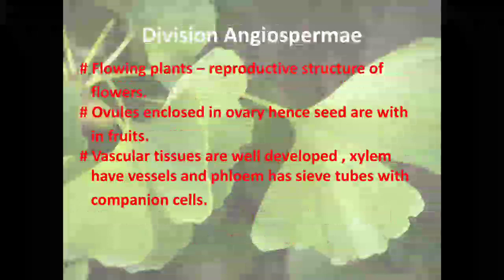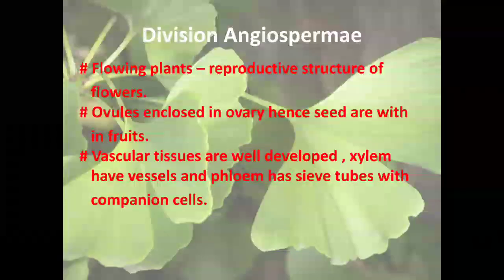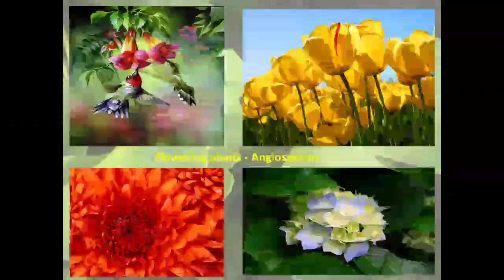The ovule develops inside the ovary. So the ovary is there and ovules are also there. Hence the seeds are within the fruits. Because ovules are enclosed in the ovary, the seeds are also enclosed inside the fruit. So after fertilization, the fruit is formed. Vascular tissues are well developed, meaning the xylem has vessels and tracheids, and the phloem has sieve tubes with companion cells. So fully matured xylem and phloem are found in the division angiosperm.